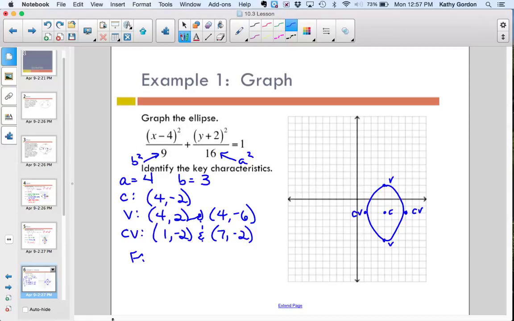Okay? So for the foci, I have to find C. C squared is going to equal what? 16 minus 9, which is going to be 7. So C has to equal the square root of 7.